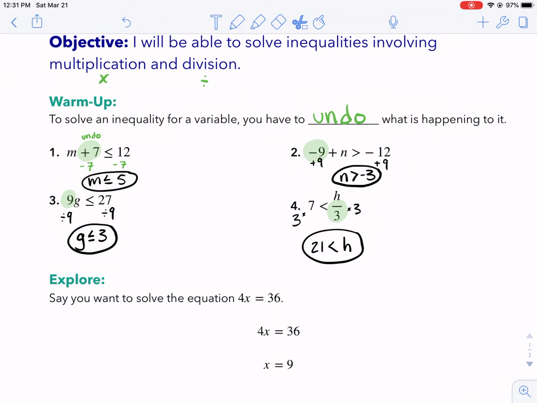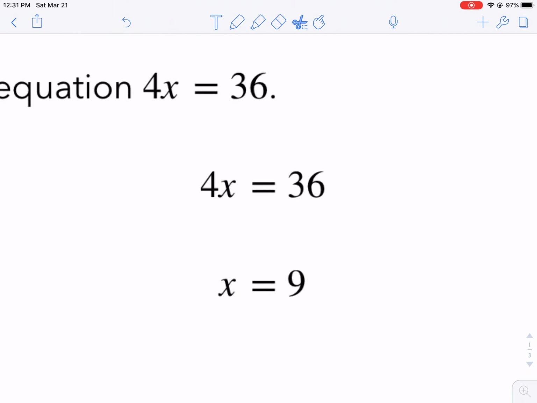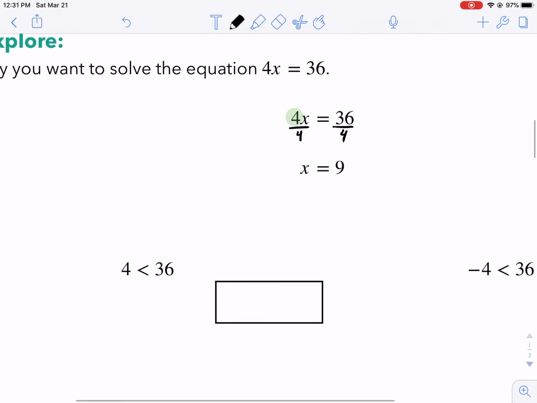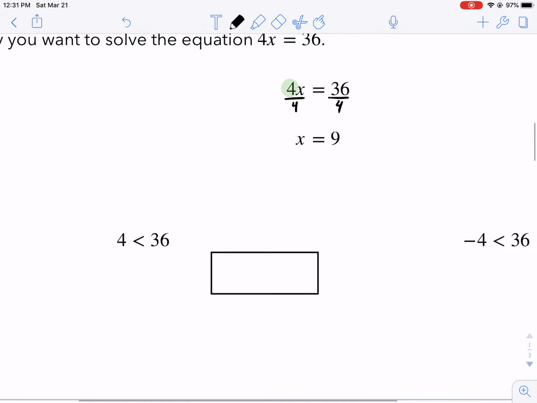So, let's say you want to solve the equation 4x equals 36. Well, to solve this equation, our first step is to undo this 4 times. So we're going to divide by 4 on both sides. That will give us x equals 9. Now, what if this is an inequality? We can still do the same thing.